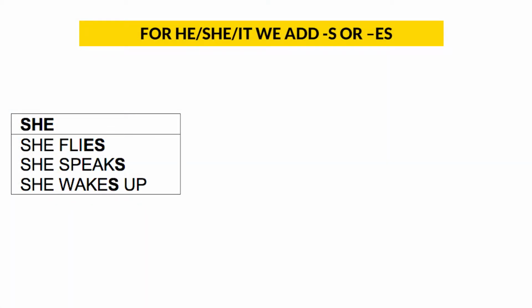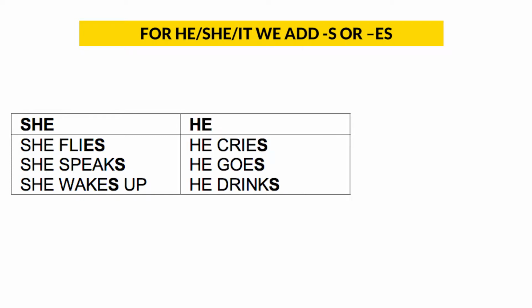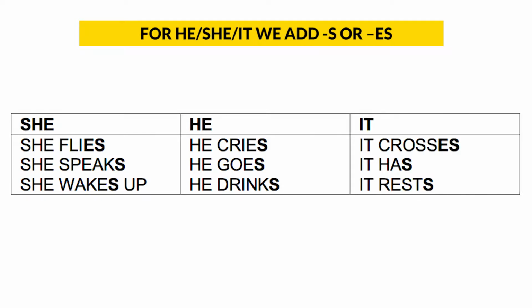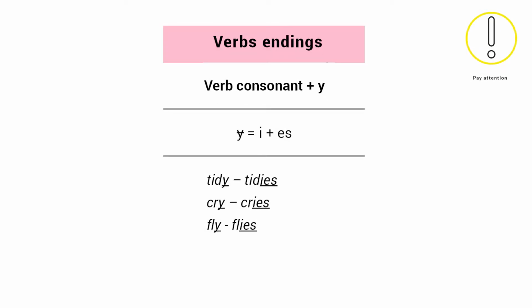For example, she flies, she speaks, she wakes up. He cries, he goes, he drinks. It crosses, it has, it rests. Pay attention. Verbs ending in consonant plus y change y into i and add es. Tidy, tidies. Cry, cries. Fly, flies.